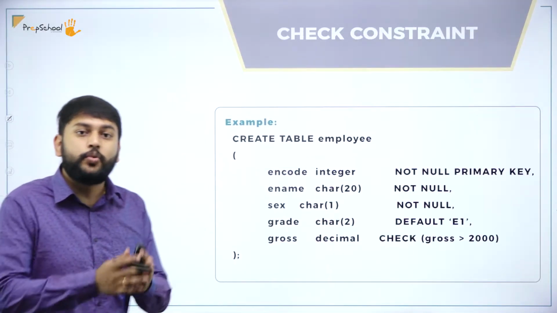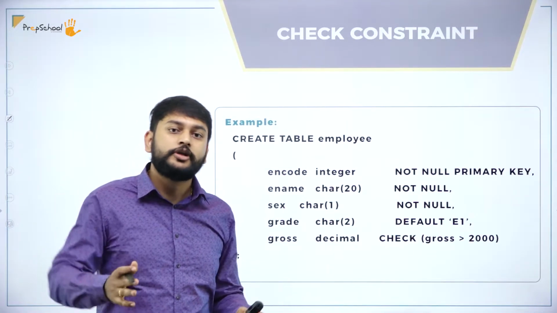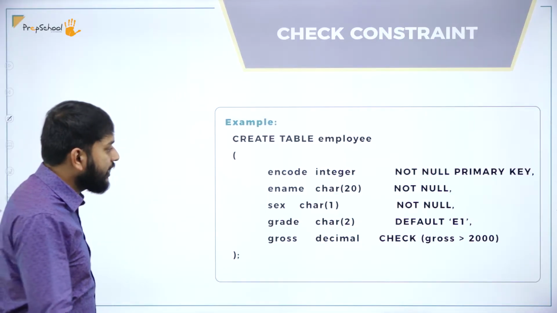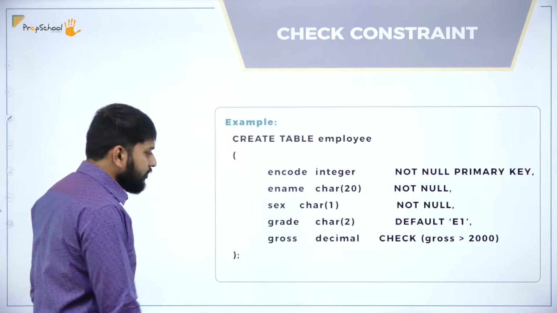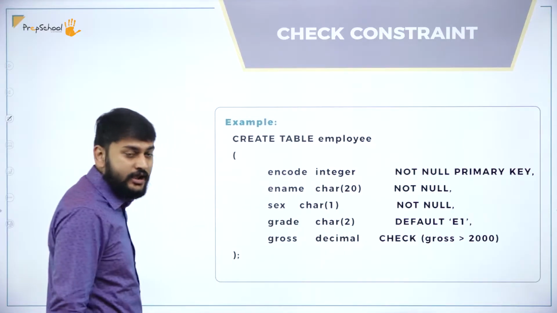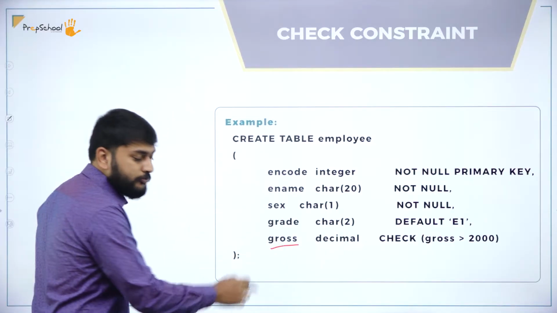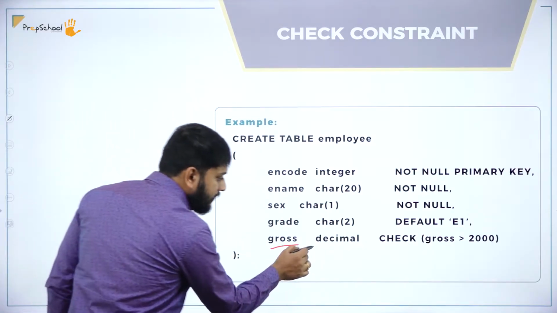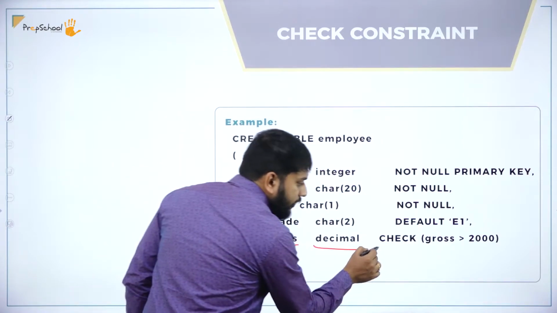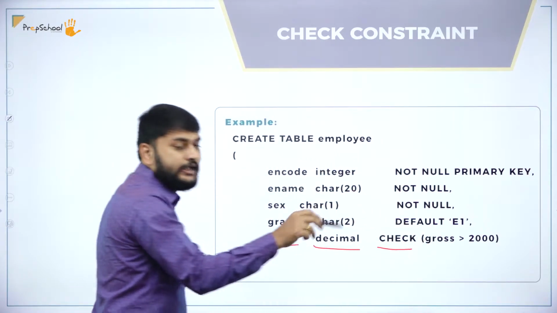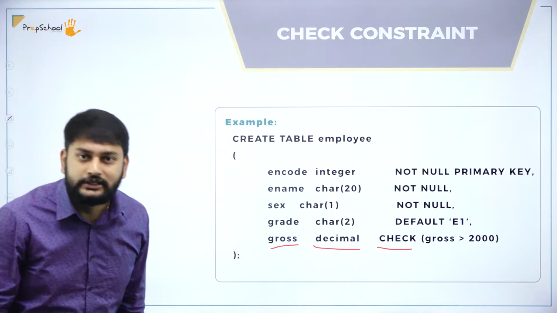Check constraint. This is one of the beautiful constraints that we have. Please listen to me. What is that? We have the same table I've considered. But here please understand, gross is the column name, and this is the data type. Check, the gross should be greater than 2000.